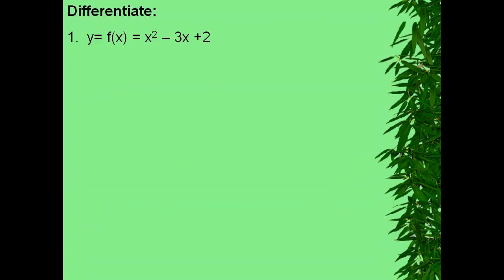Let's try this for a second. Let's say y is equal to f of x is equal to x squared minus 3x plus 2. Now, we can identify that f of x is x squared minus 3x plus 2. But what is f of x plus h? It's easy. You just substitute the value of x plus h into the x values.